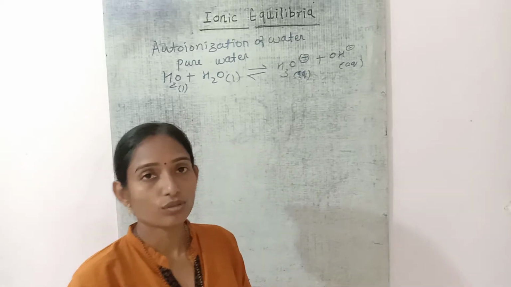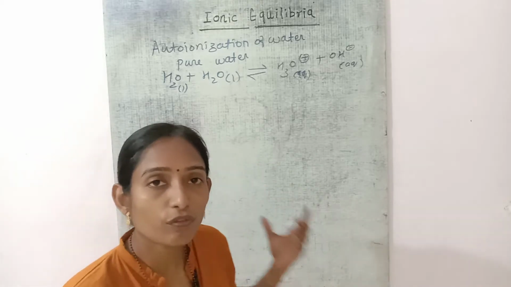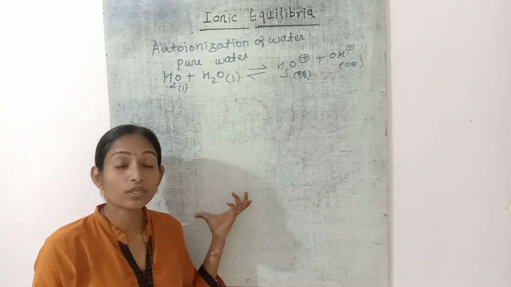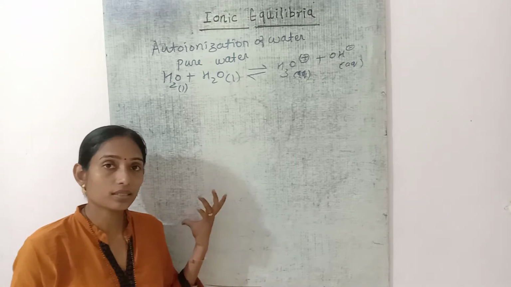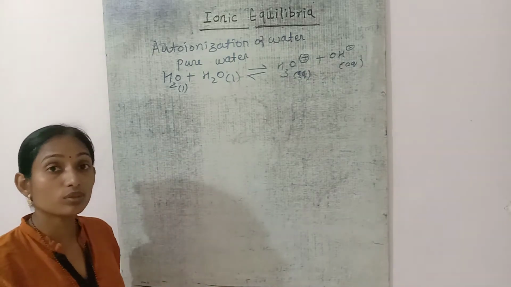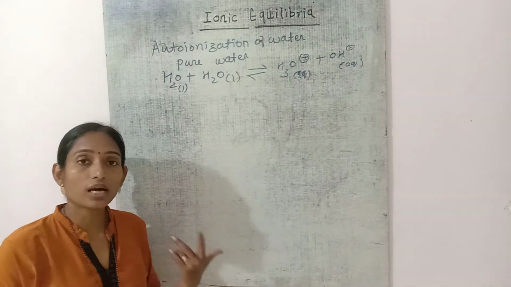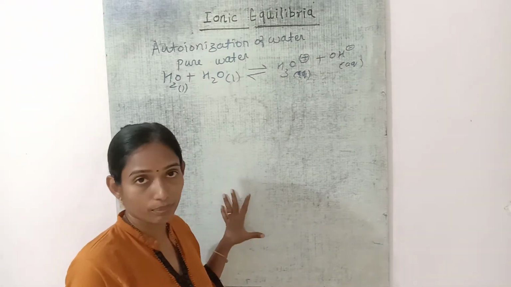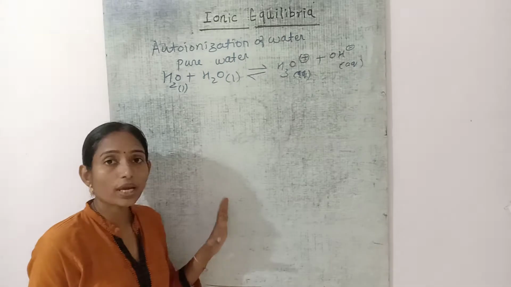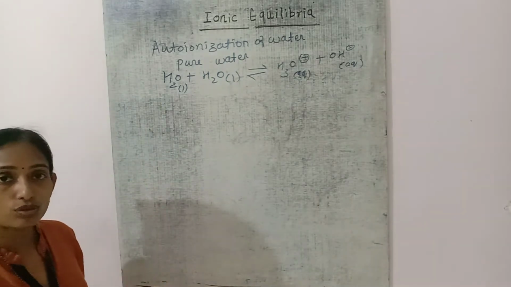We discussed the autoionization of water. Before the autoionization of water, we discussed the ionization of acids and bases. On that basis, in different theories, we also calculated the dissociation constant or ionization constant for strong acids, weak acids and weak bases. So today we discuss the autoionization of water.